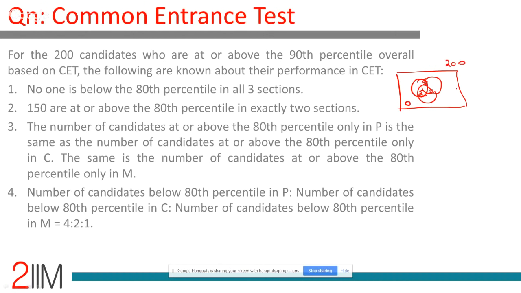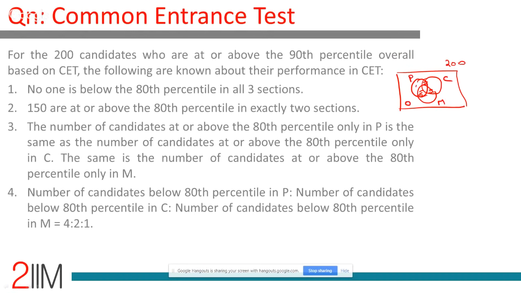Those 3 add up to exactly 150. The number of candidates at or above the 80th percentile only in P is the same as the number of candidates at or above the 80th percentile only in C. Same as the number of candidates at or above the 80th percentile only in M. Fabulous. This simplifies life enormously. Seems to be a very easy question.